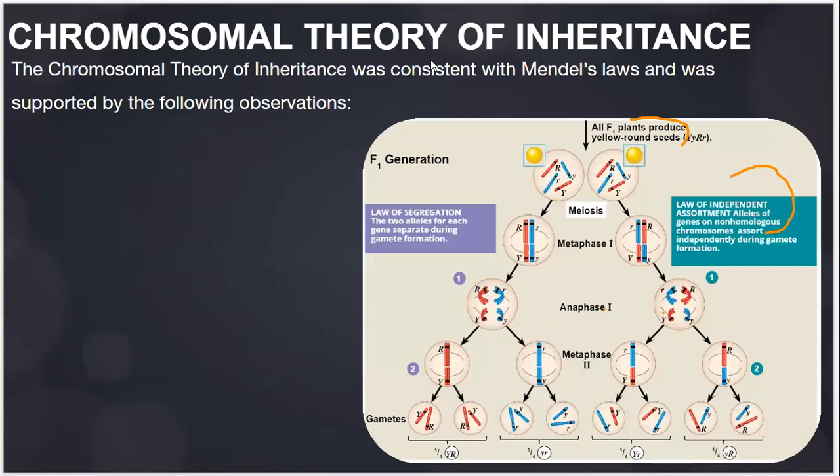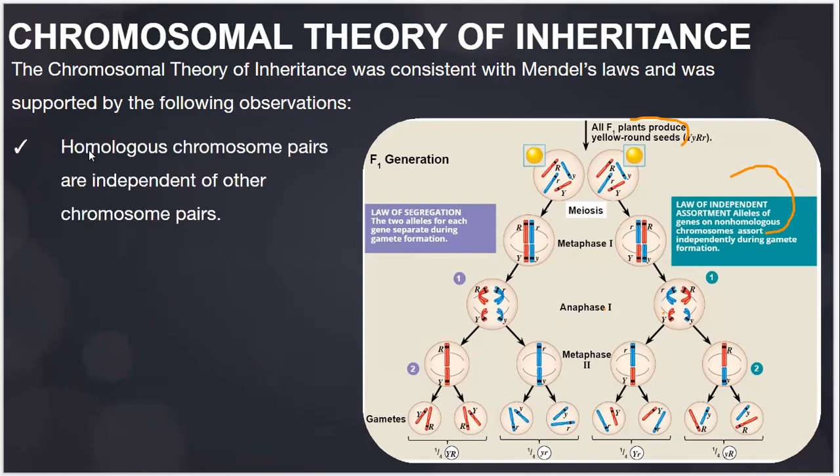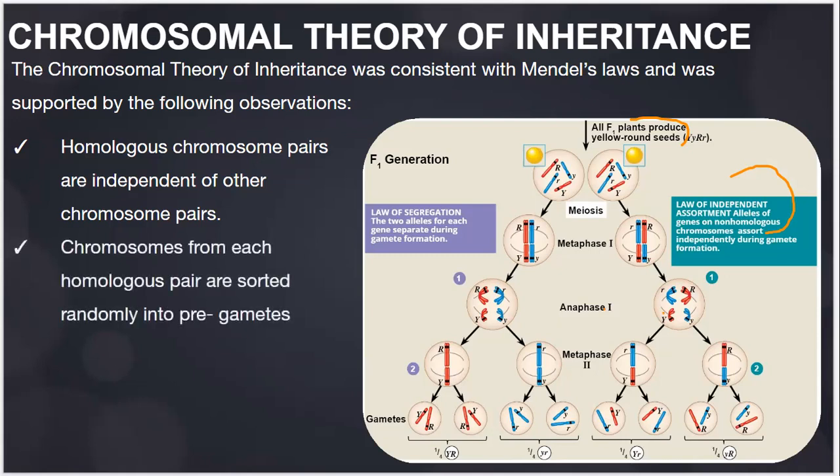Then this chromosomal theory of inheritance more or less resembles Mendel's law, because of the following observations. One observation was that homologous pairs are independent of other chromosome pairs. So the trait, the gene coming from this region of the chromosome, will be expressed independently, as we saw in the third law of Mendel's genetics, that is independent assortment. They are not dependent on anyone. They will be independent in their expression.